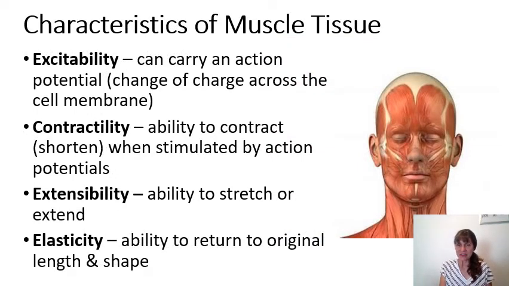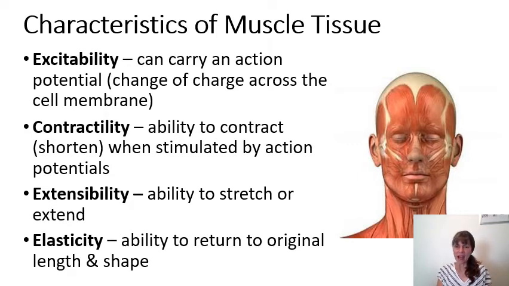There are certain characteristics that are unique to muscle tissue. First of all, it is excitable. It can carry an action potential, which is an electrical charge. This electrical charge can be generated and transmitted along a cell membrane.